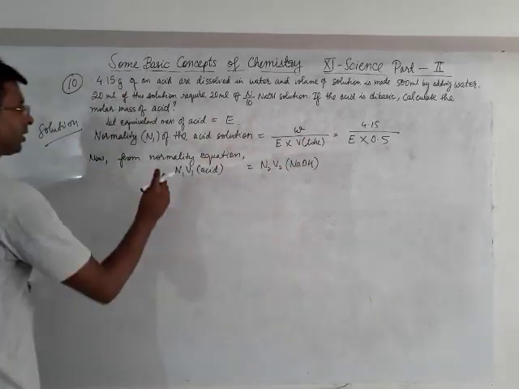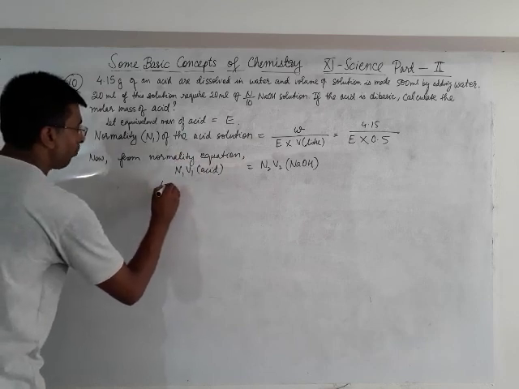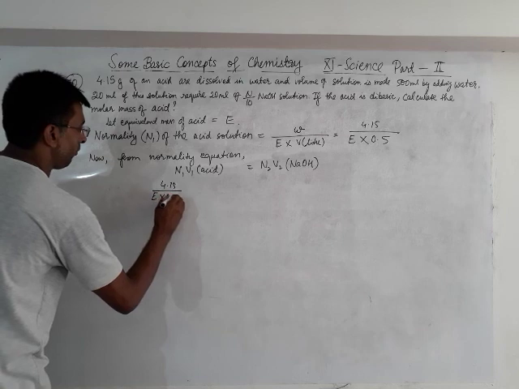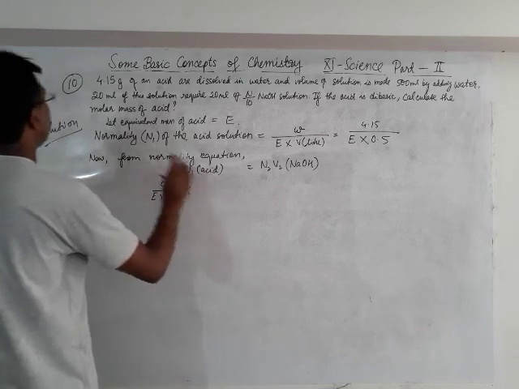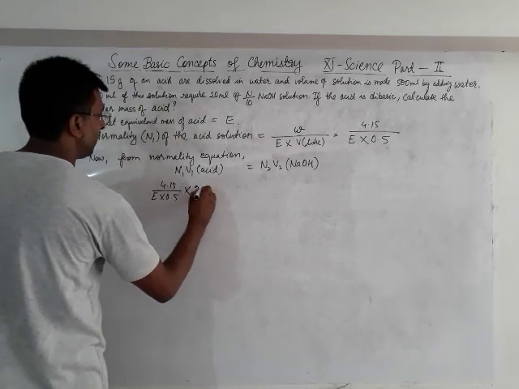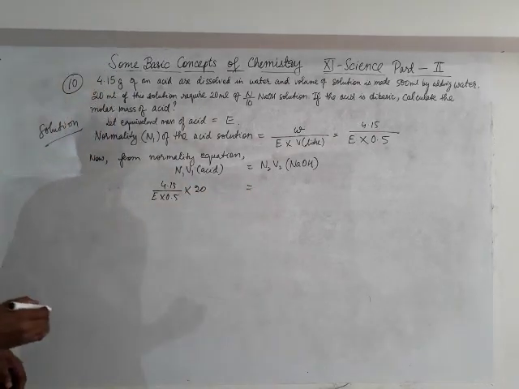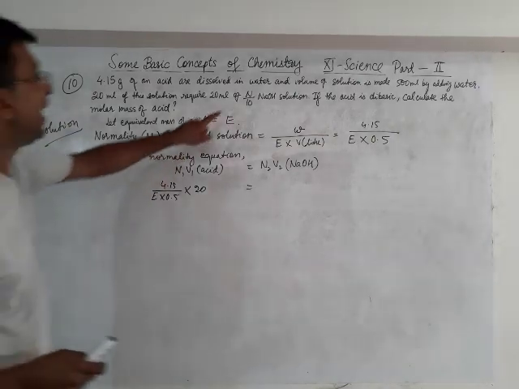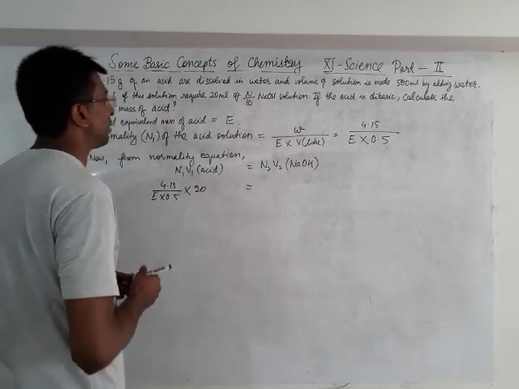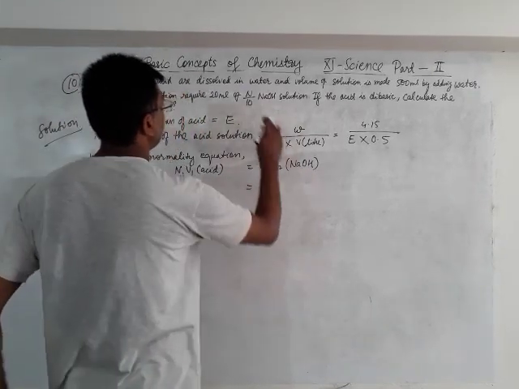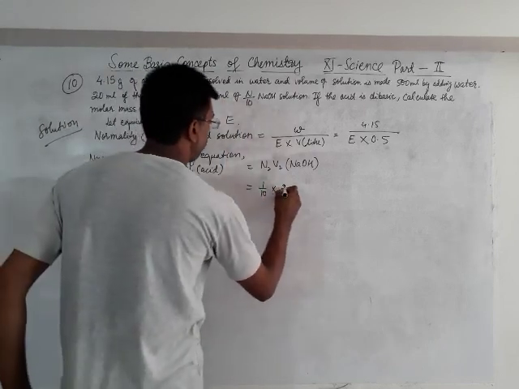So over here in place of N1 I will write 4.15 divided by E, capital E, into 0.5 into V1. What is the volume of the acid which is required to neutralize? It is 20 ml. So I will write over here 20. That will be equal to N2. N2 is how much? Look at the question carefully. N2, it is given N by 10. N by 10 is how much? 1 by 10. 1 by 10 multiplied by, what is the volume of sodium hydroxide? Again it is 20. So I put over here 20.